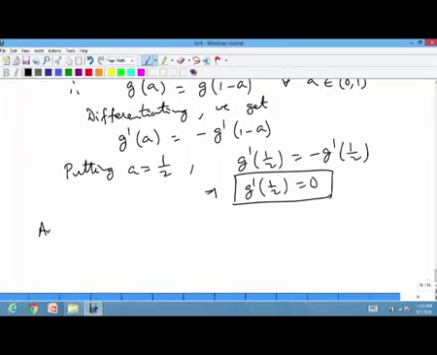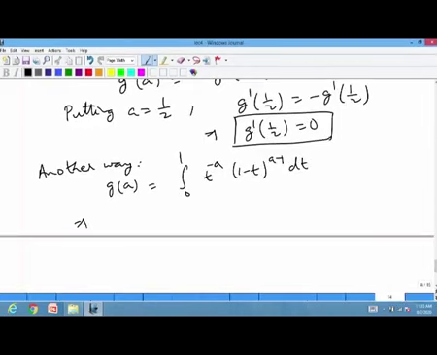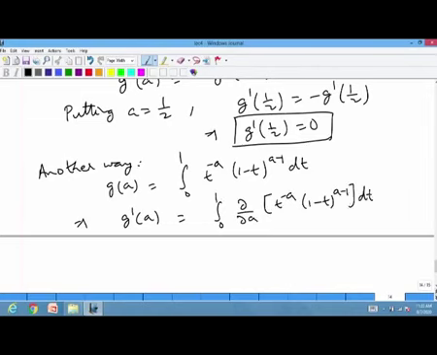Another way to calculate this g prime of half is we have g of a is equal to the integral 0 to 1 of t to the minus a, (1 minus t) to the a minus 1 dt. This implies g prime of a will be equal to the integral of 0 to 1 of the partial derivative with respect to a of t to the minus a, (1 minus t) to the a minus 1, dt.